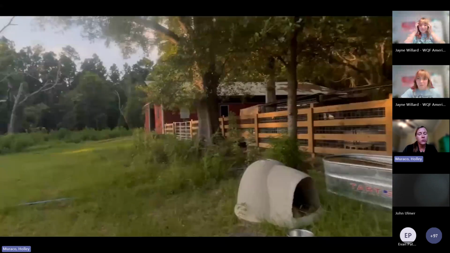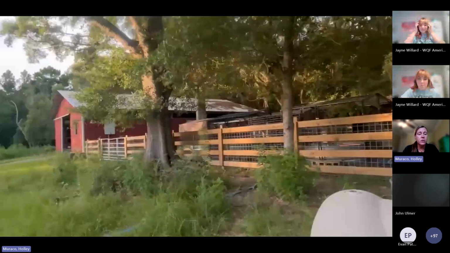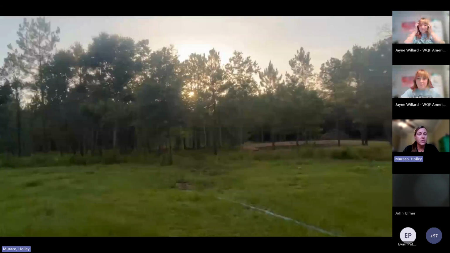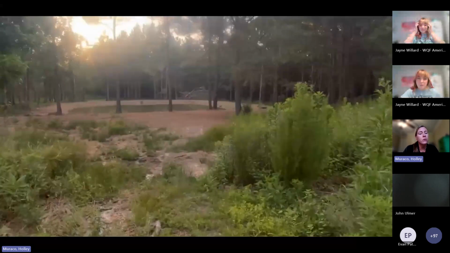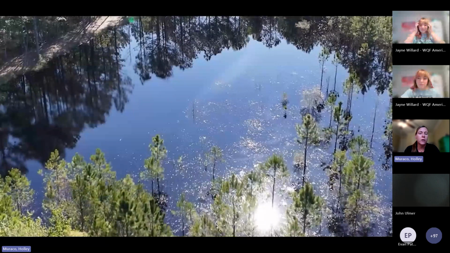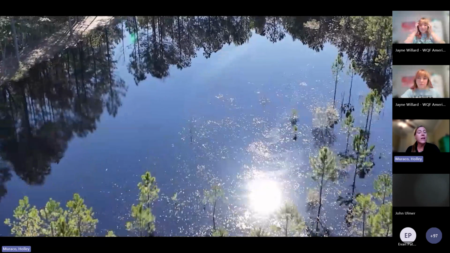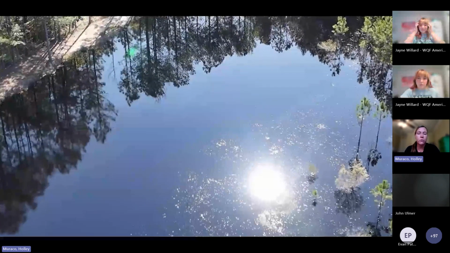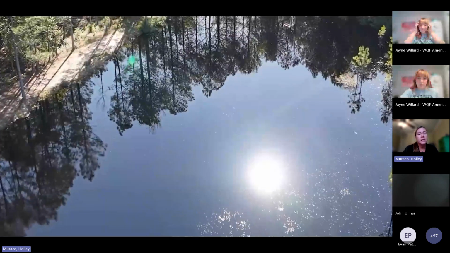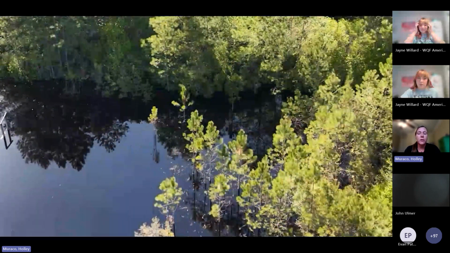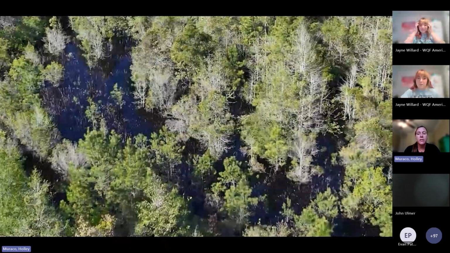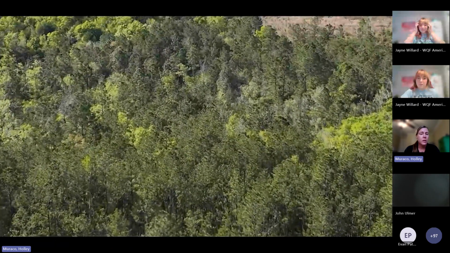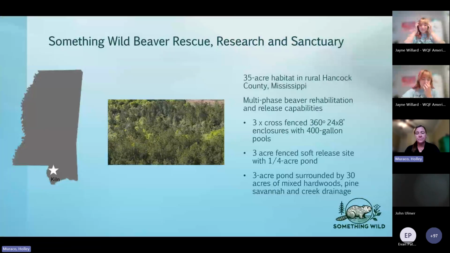This is now phase two, and phase two is a 3-acre fenced-in piece of our property with a brand new pond that we just built. That's what you're looking at there. It's a soft release site. It's also a practice area. And this is phase three, the final release area. We have a 3-acre pond, and whenever the beavers are ready for full release, this will be the site at which they are released. And it's just a very beautiful, exciting coastal habitat.